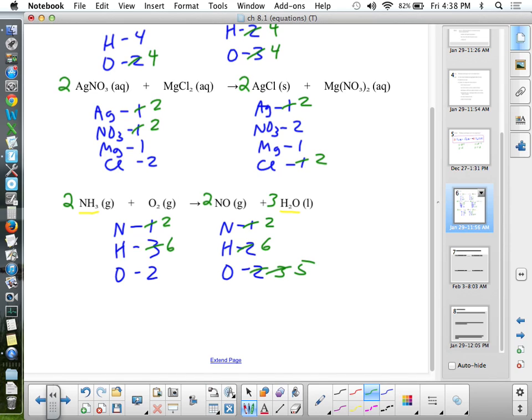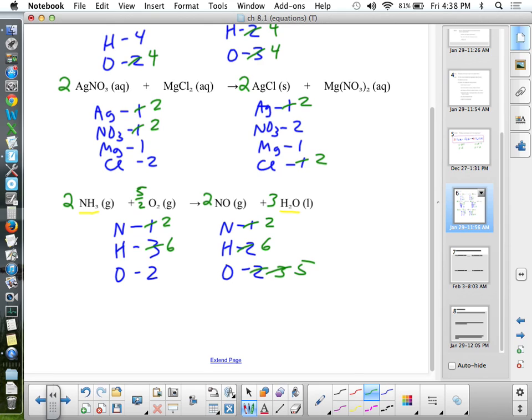Notice how I update the inventory every time I make a change. So finally, all I have to do is put a coefficient in front of O2 in order to get it to balance. Well, that's a problem because I've got an odd number of oxygen atoms on the product side, but on the reactant side, oxygen only comes in pairs. So how many oxygen molecules do I need to give me 5 oxygen atoms on the reactant side? Well, the answer may not be obvious, but in fact, it's 5 halves, or 2.5. Because if I have 2.5 oxygen molecules, that gives me 5 oxygen atoms.